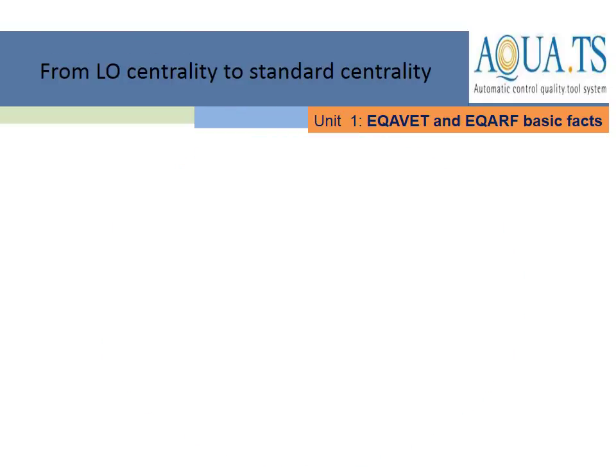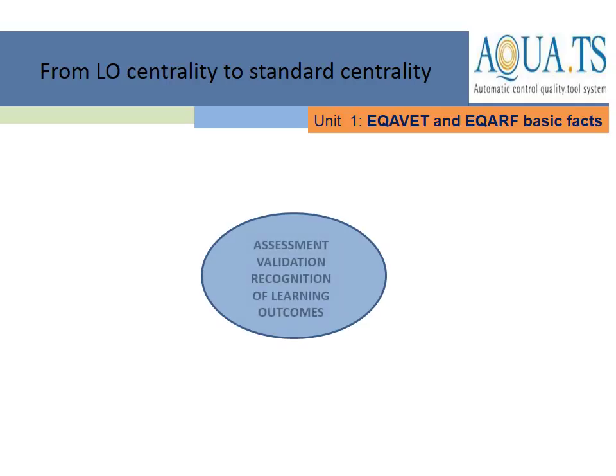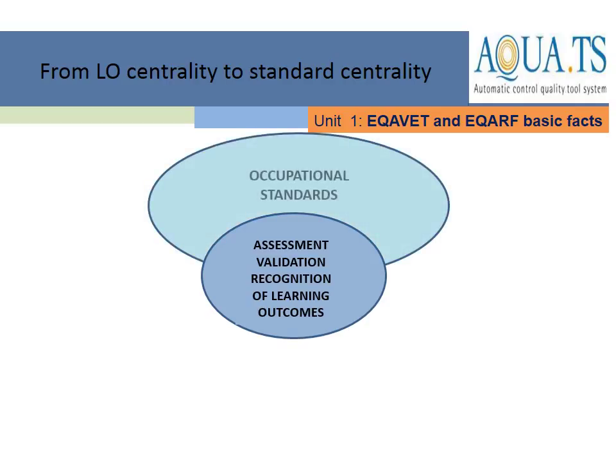From learning outcome centrality to standard centrality. The processes of assessment, validation, and recognition of learning outcomes would not be possible without standards. In European documents, in order to support the process of referencing national qualifications to the EQF, there are 3 types of standards related to qualifications and certification processes.